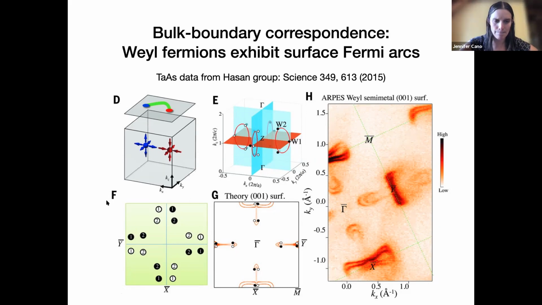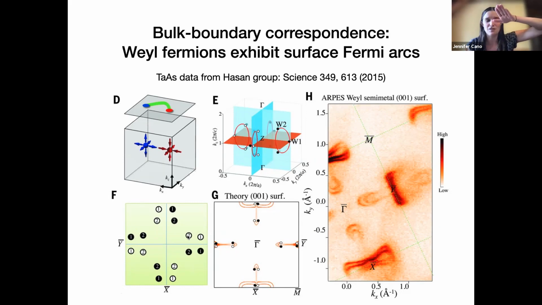So this is a depiction of the surface in momentum space. Color here is representing a plus or minus Weyl fermion, and these numbers 1 or 2 are telling us that when you look down on the top surface in this material, there are multiple Weyl points that project to the same point.